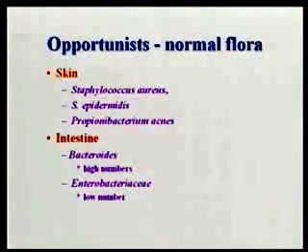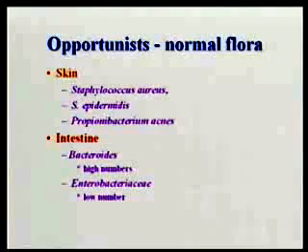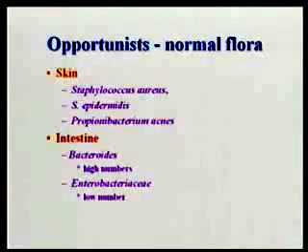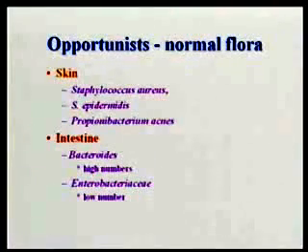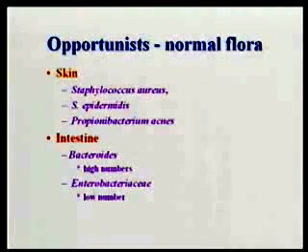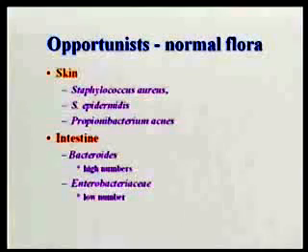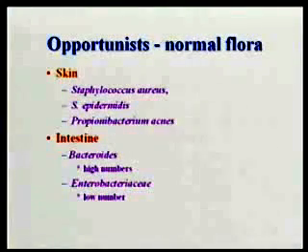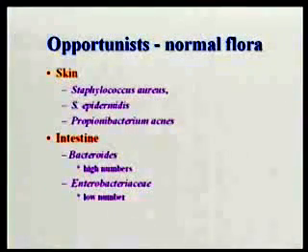Some examples of opportunists in the normal flora. The skin. And there are many, many different bacterial species found in human skin. And I'm sure, and I'm quite confident that every one of you would have quite some differences from everybody else in the sorts of flora that you find. Although this is something that basically is almost never looked at.